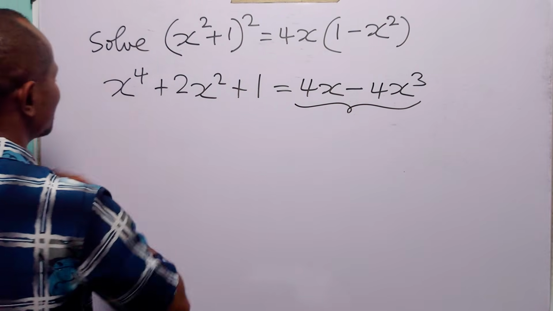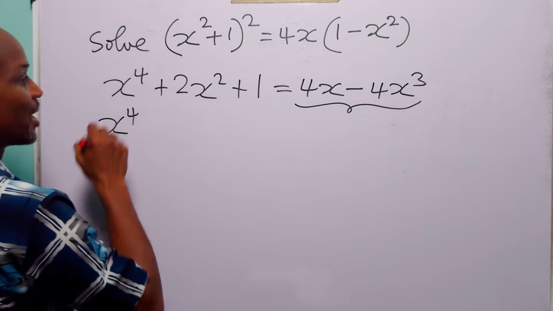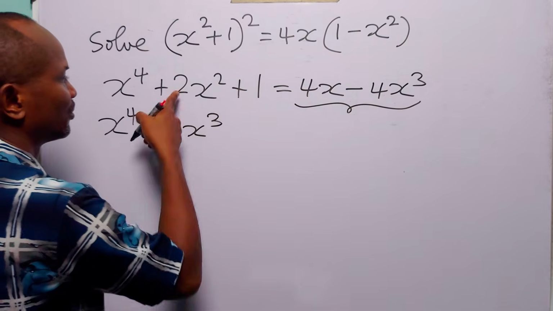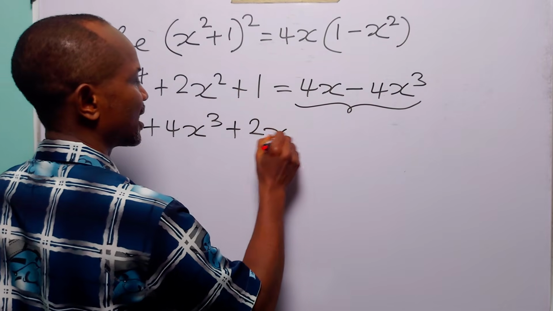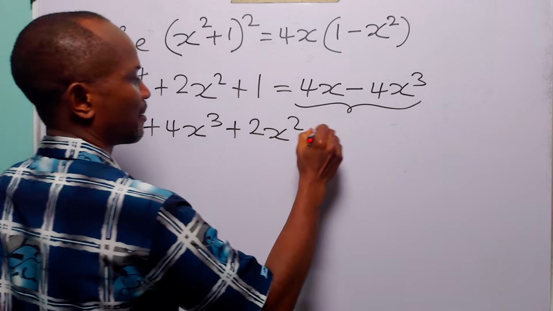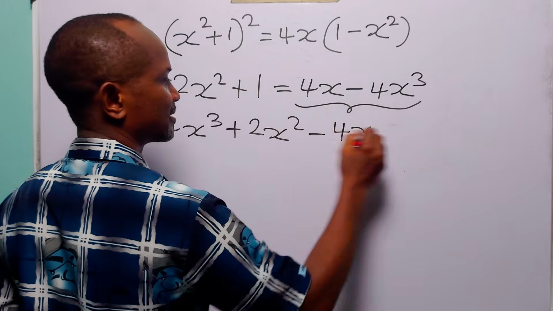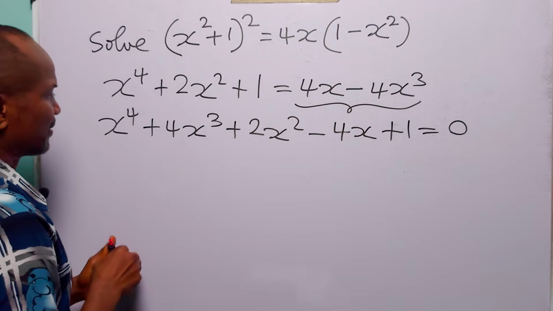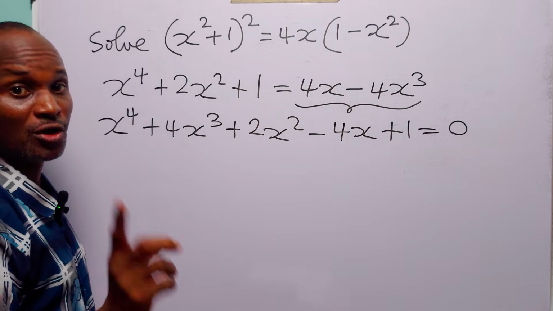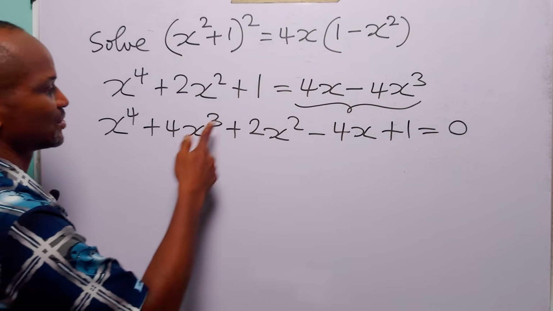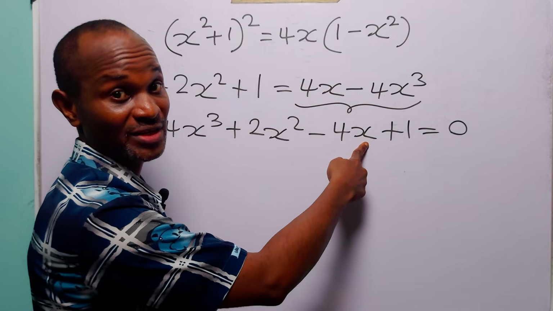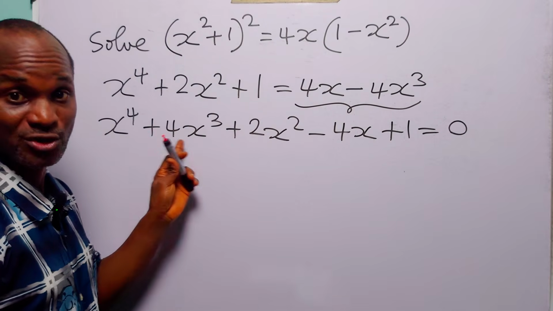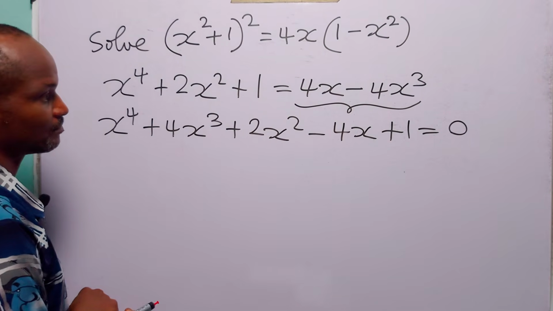When we do that, the equation becomes x raised to power 4 plus 4x cubed plus 2x squared minus 4x plus 1 is equal to 0. Now let us look at this quartic equation. Notice that when x is equal to 0, the left-hand side of this equation is equal to 1. So x equal to 0 is not a solution of this quartic equation.